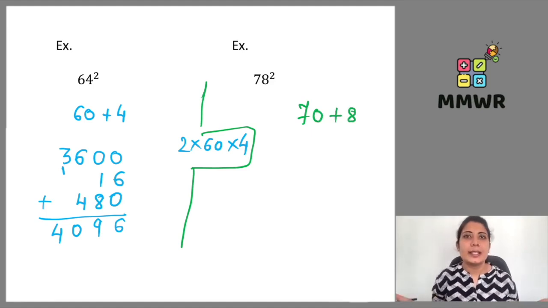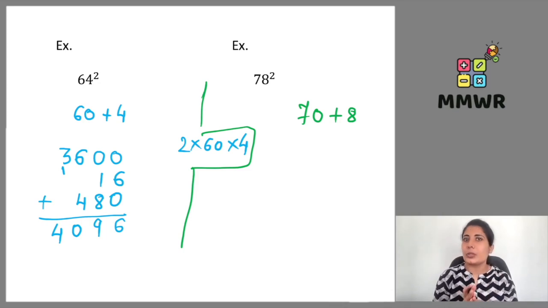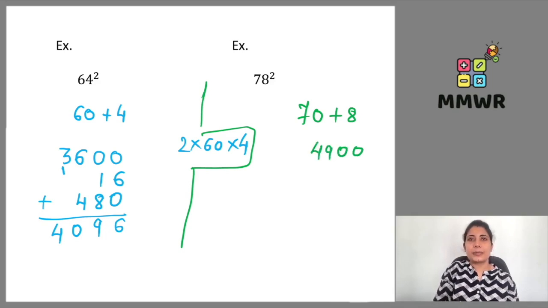So this can be written as 70 plus 8. You can cross check also. So we will be cross checking it with the example 78. 78 multiplied by 78. Are we going to get the exact same number or not? So square of 70 is 4900. Square of 8 is 64. Then 2 multiplied by 70 multiplied by 8.